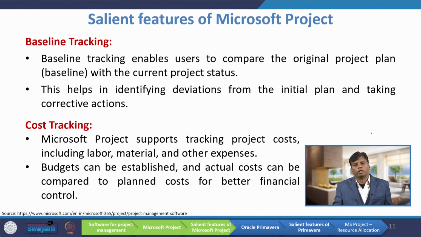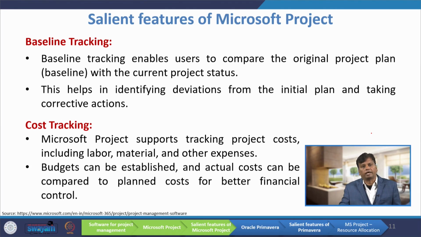Then baseline tracking. Baseline tracking, as I just informed you, enables users to compare the original project plan with the current project status. Suppose I have planned that an activity has to be completed in, say, 5 days. On the third day, I can compare how much work has been completed. Then we can see the variance also. Likewise, for each and every activity, to know the progress and to control that activity, baseline tracking is a very useful option. So, this helps in identifying deviations, deviation meaning variance from the initial plan, and taking corrective actions.